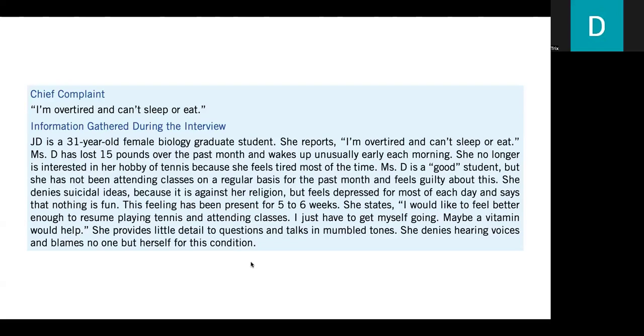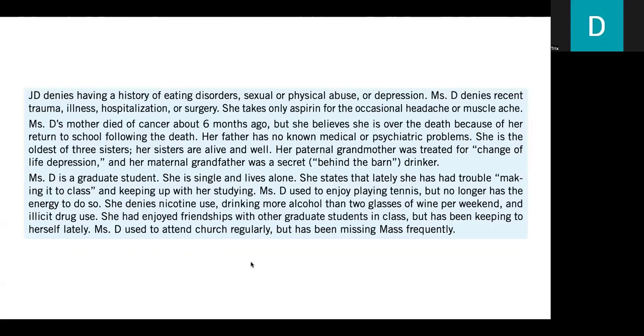This feeling has been present for 5 to 6 weeks. She states, "I would like to feel better enough to resume playing tennis and attending classes. I just have to get myself going. Maybe a vitamin would help." She provides little detail to questions and talks in mumbled tones. She denies hearing voices and blames no one but herself for this condition.